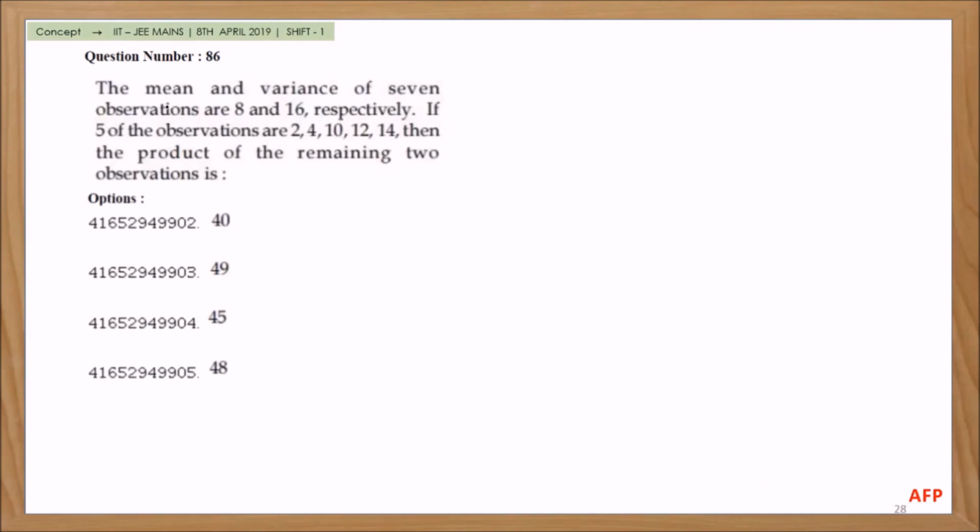Next problem. The mean and the variance of 7 observations are 8 and 16 respectively. If 5 observations are given, 2, 4, 10, 12, 14, find the product of the remaining 2 observations. So what is given? Mean is given and variance is given, 16. The 5 observations are 2, 4, 10, 12, 14. The last 2 observations we will take as A and B. So we have to find the product of A and B.